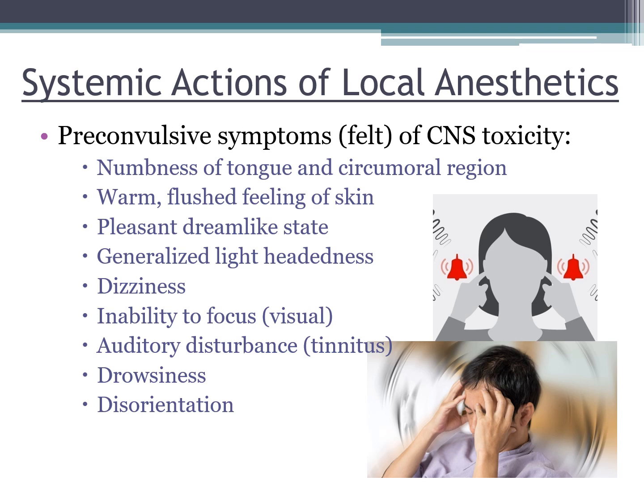So let's look at the systemic actions of local anesthetic to the central nervous system. There are preconvulsive symptoms that your patient may feel, which then may be central nervous system toxicity, and they will experience numbness of the tongue, warm, flushed feeling of the skin, pleasant dreamlike state, generalized lightheadedness, dizziness, inability to focus visually, auditory disturbances like tinnitus, drowsiness, and disorientation.